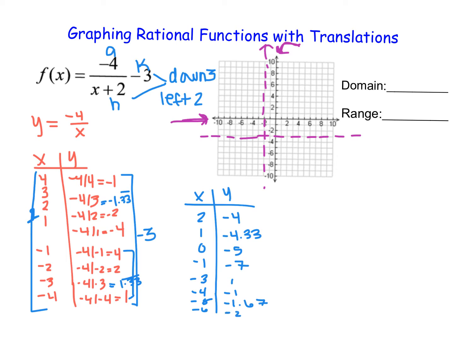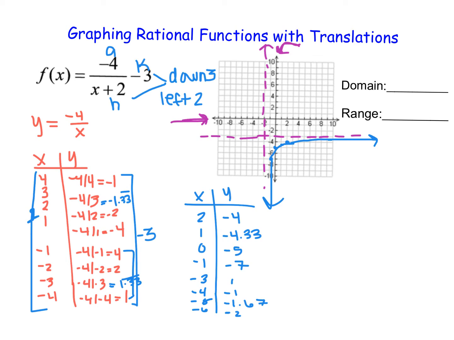So now if I go ahead and plot these, x is 2, y is -4, x is 1, y is -4.33, then we're at -5 and -7. I can see that that's lining right up with my horizontal asymptote here, and then I can see it's lining right up with my vertical asymptote. So that hyperbola really did move just to that location.